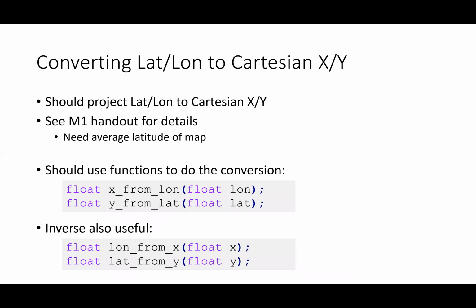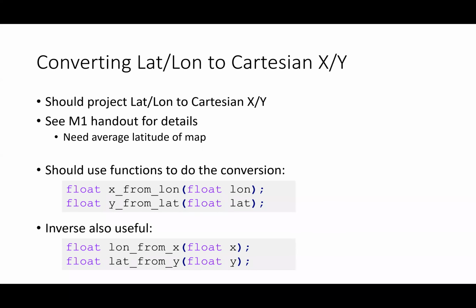So what we have to do instead is exactly what was suggested a few minutes ago. We should convert to X and Y. And X and Y is the map projection that's described in milestone 1. You can get the location in meters on the surface of the Earth, assuming the Earth is locally flat, which is pretty good approximation for a city.